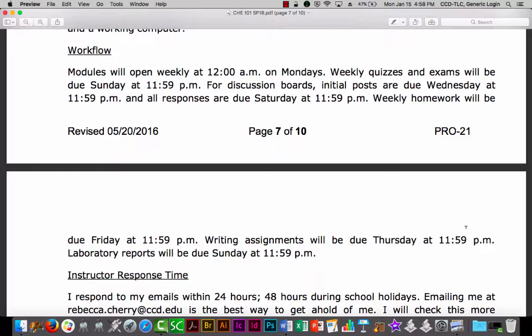So every week, homework is due Friday. Every week, quizzes and exams are due Sunday. Every week, labs are due Sunday. Every week, curiosity journals are due Thursday. So it's very consistent throughout the weeks, and that should help you keep track. Also, I do post all this on D2L, so it should be pretty clear when things are due.